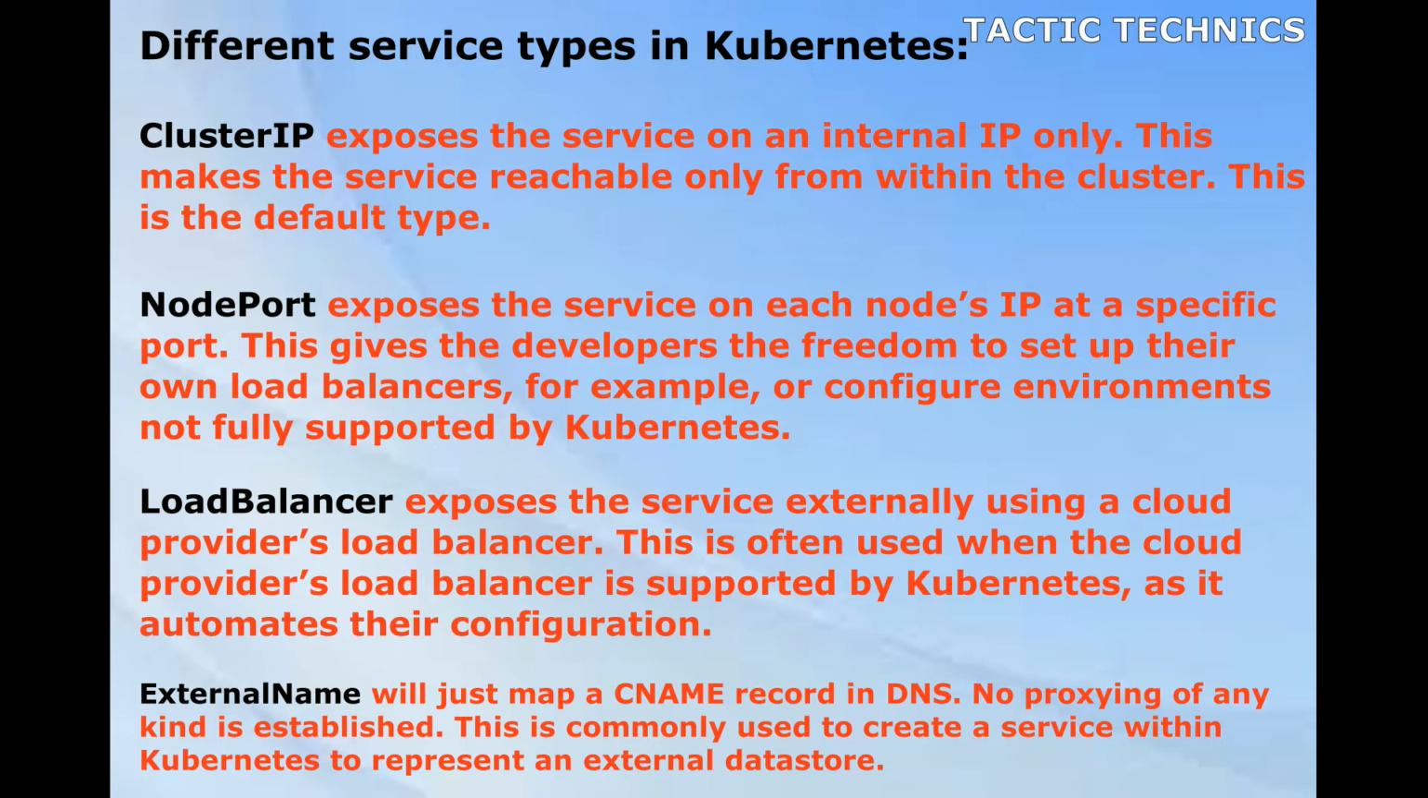This is often used when the cloud provider's load balancer is supported by Kubernetes, as it automates their configuration. ExternalName will just map a CNAME record in DNS. No proxying of any kind is established. This is commonly used to create a service within Kubernetes to represent an external data store.